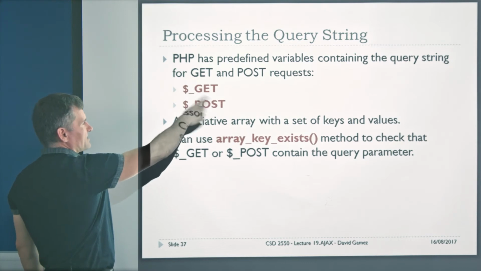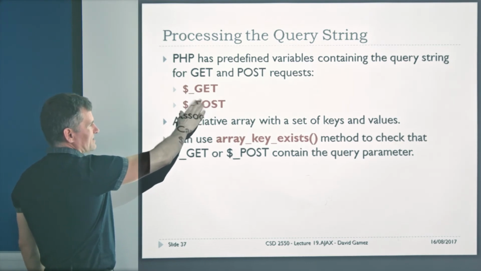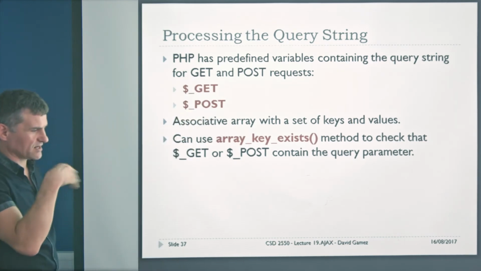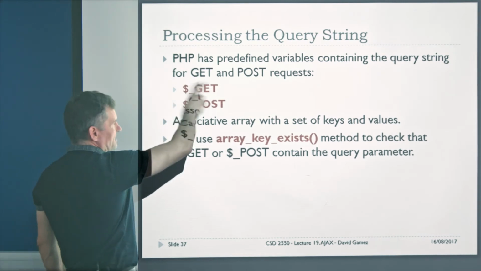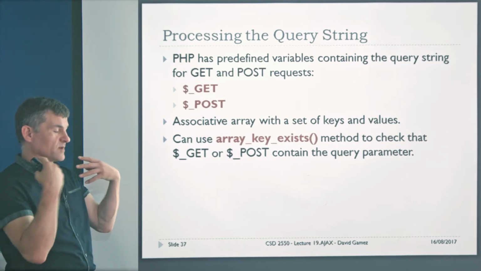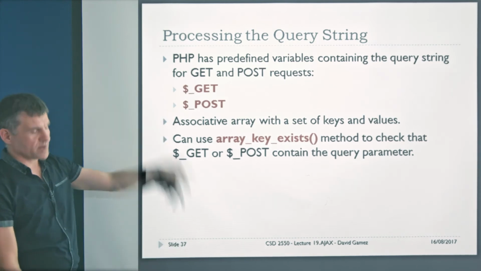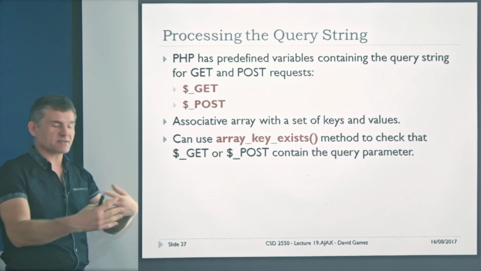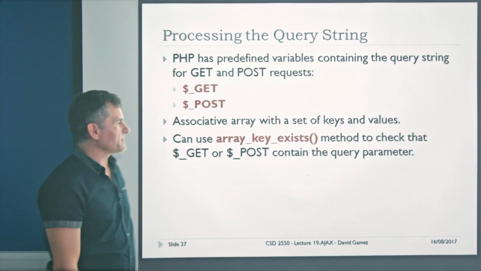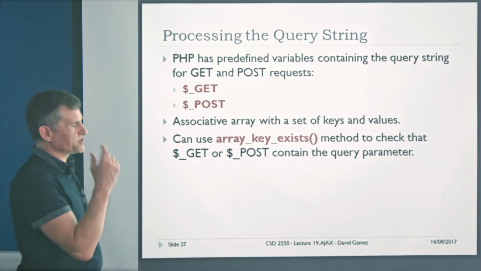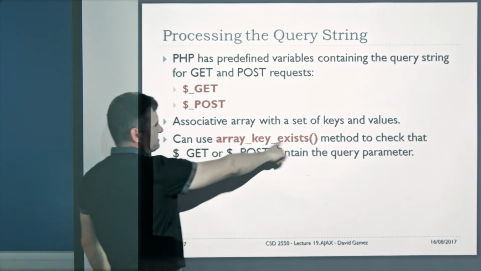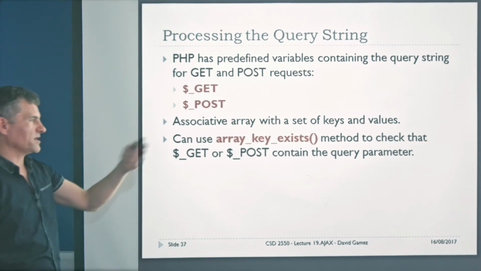With POST, anything that's sent to the server using POST, we can access using this predefined variable $_POST. So PHP has a bunch of global variables, and the GET global variable contains all the query strings that have been appended to the URL, and the POST contains all the query string stuff that's been put in the message body and sent with POST. So these are just associative arrays with a set of keys and values. If we want to check that a particular key value pair has been sent to the server, we can use this array_key_exists method to check that GET or POST contain the query parameter.